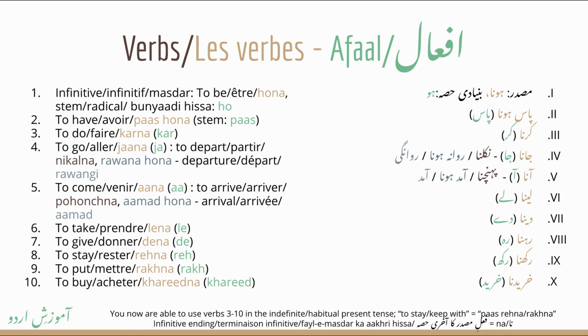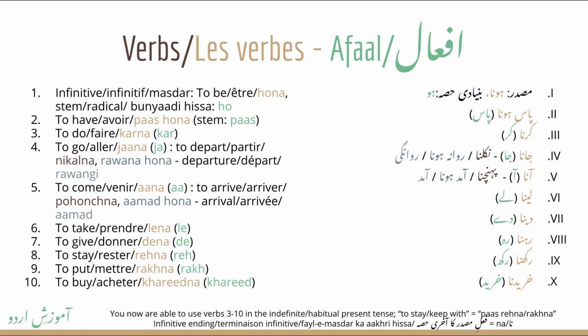I just added, you could say, a sort of offshoot of to come and to go. So to depart would be ravana hona. Nikalna is kind of like to leave, and ravana hona is to depart, and departure is ravangi. For to come, to sort of get there is pahunchna. Like nikalna is get out, pahunchna is get there, you could say. And to arrive is amad hona, and arrival is just amad. And the rest is the same from last lesson.